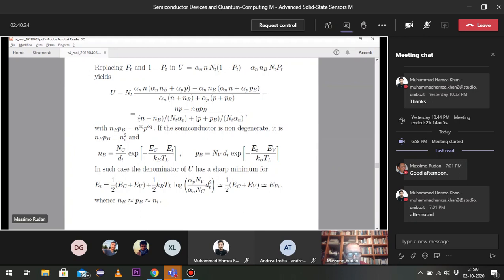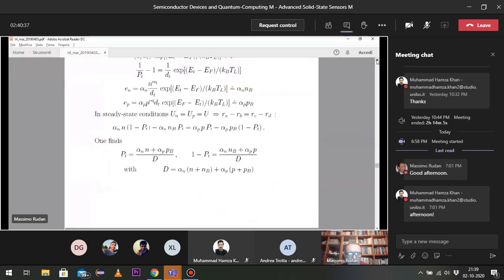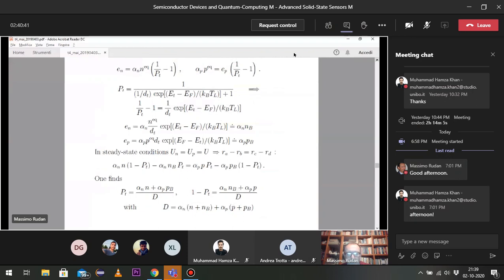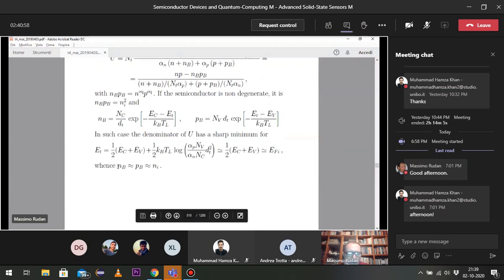So we keep this expression of U. Besides, if we consider that ET is near the mid gap, we find immediately that NB and PB become very similar to the intrinsic concentration, not exactly equal because of the degeneracy coefficient, but the order of magnitude of NB and PB for the energies of the traps that are near mid-gap is Ni. This is also important, okay?